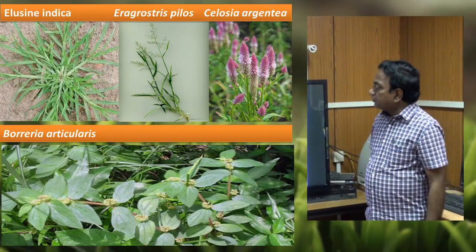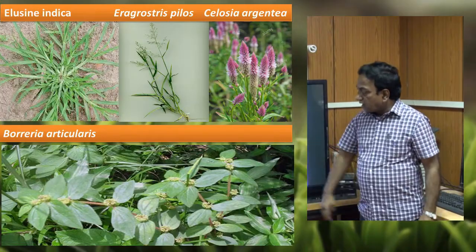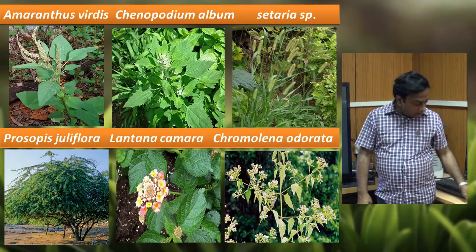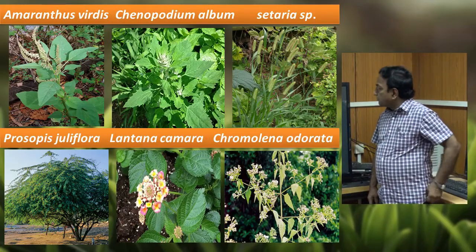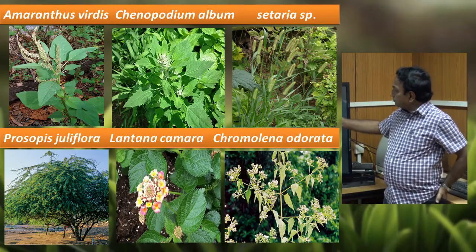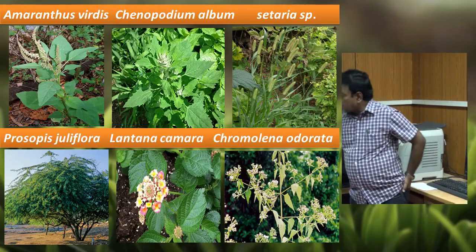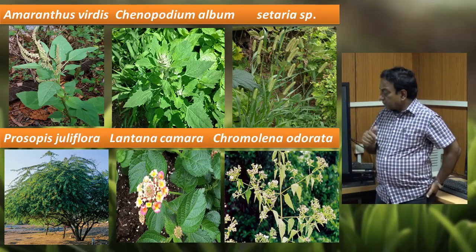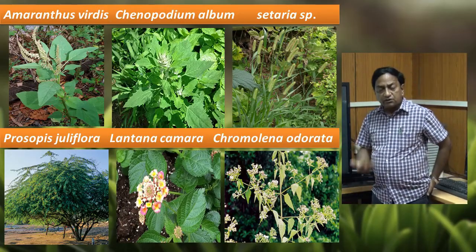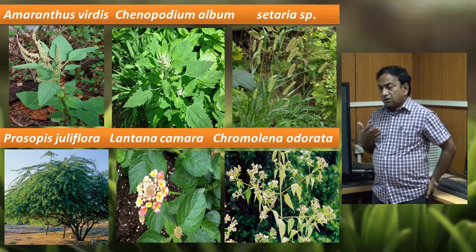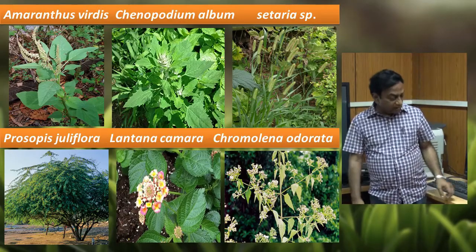So these are certain examples: Eleusine indica, Eragrostis pilosa, Celosia argentea, Brachiaria articulata. These are found under the crop field, as well as Amaranthus viridis, Chenopodium album, Cyperus species, Prosopis juliflora, Lantana camara. Lantana camara is very common. Chromolaena odorata is also a very good plant, because it gives a lot of biomass for utilization as compost.